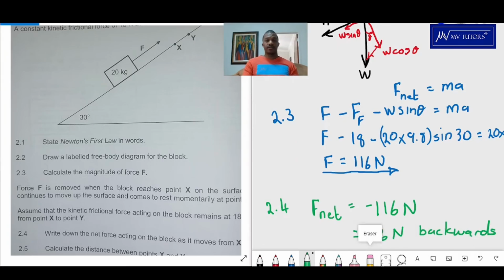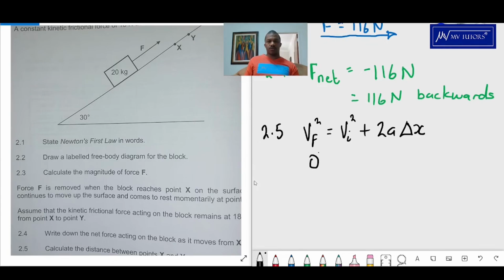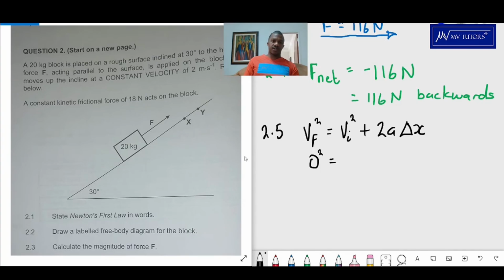Okay, distance between X and Y, we can do that. All right, let's get more space. Cool. So this is now 2.5. Distance between, we need an equation of motion. The one I can use is Vf squared equals Vi squared plus 2a change in x. What do we want? We want the change in x. What do we know? We know that our final velocity, because it comes to rest, is 0. So that's 0 squared.